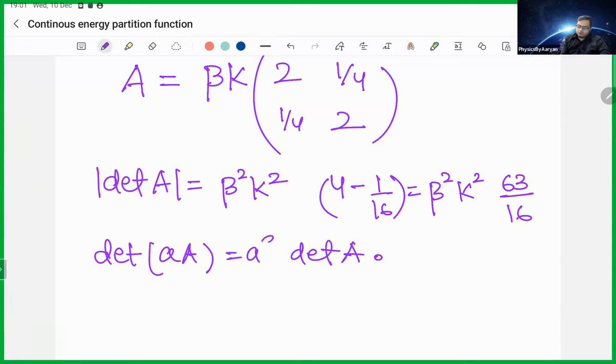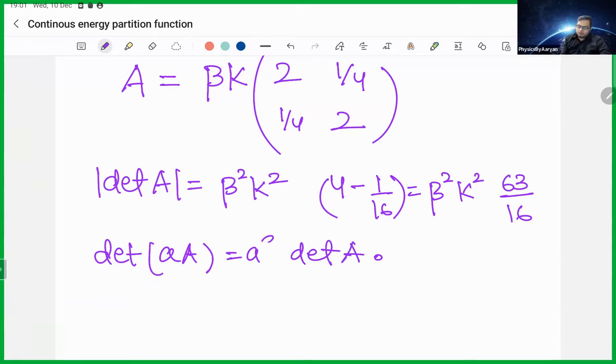So you get 2 pi into the determinant of A under root, and you will get beta under root of 63 into under root of 16. So that is your general formula that you can see here: 2 pi to the power n by 2 by mod of A. Here you have 2 pi to the power n by 2.